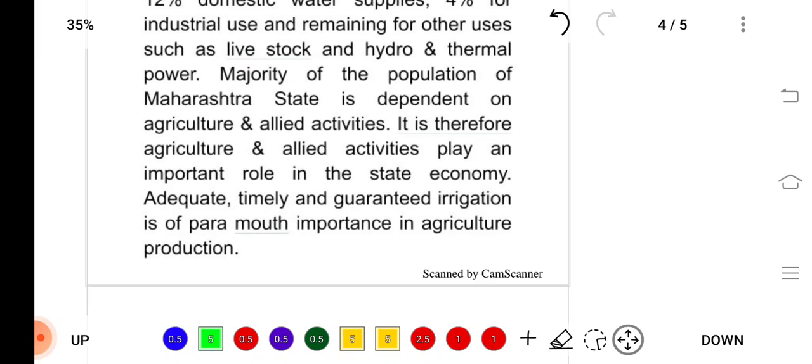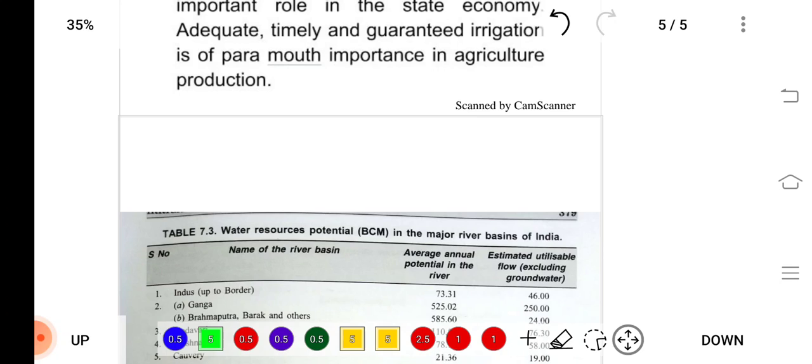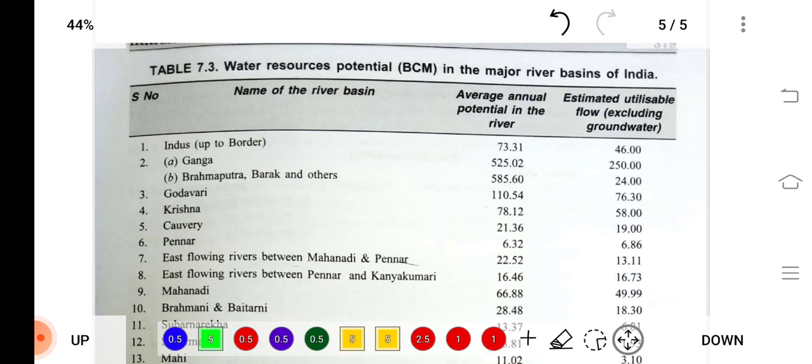The majority of the population of Maharashtra state depends on agriculture and allied sectors. It is therefore that agriculture and allied activities play an important role in the economy. Adequate, timely, and guaranteed irrigation is of paramount importance for agricultural production. So basically, this is the irrigation situation in India, and the requirement of water is greater when more area comes under irrigation and intensive cropping systems. It can be developed when the irrigation sources are very prompt and a very important part.